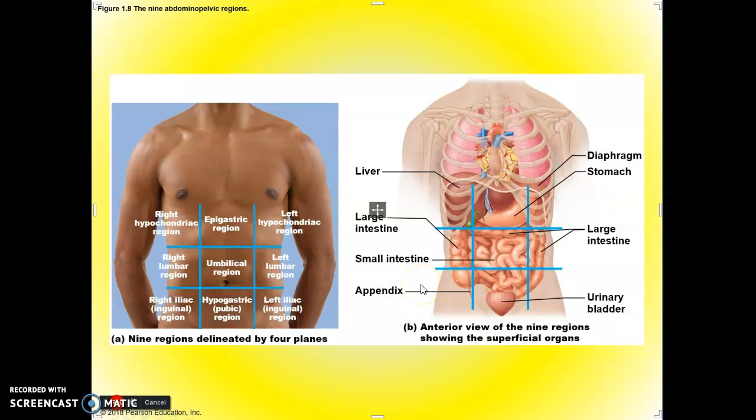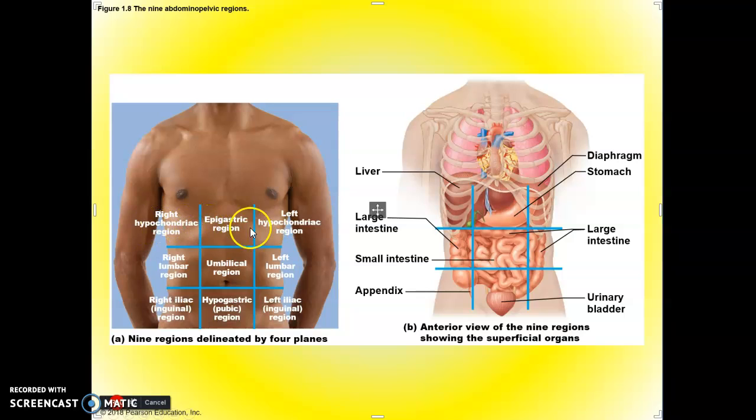The nine regions have some different names. It's easiest to start in the middle, the umbilical region, because that's where your umbilical cord is found. Epi means above, so epigastric is above, so we're moving up there. And then hypo means below, so hypogastric is below that. To either side of the umbilical region, we have the lumbar regions, a person's right or left lumbar region. And then moving up, we have the right hypochondriac and left hypochondriac regions.